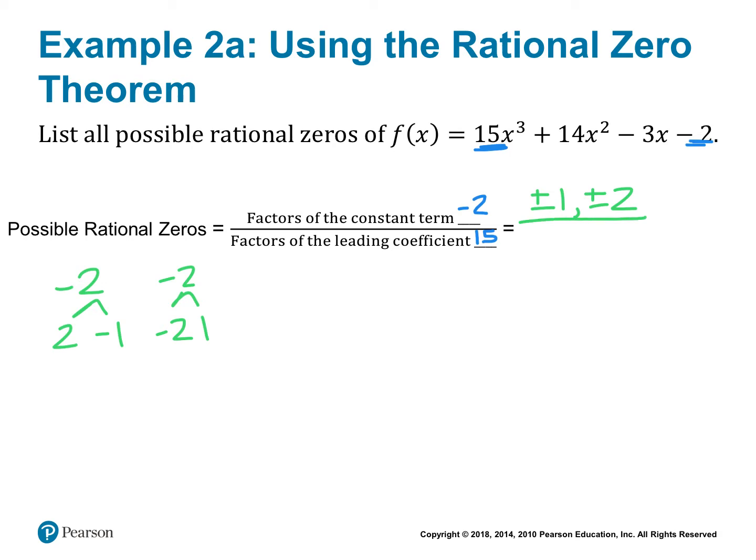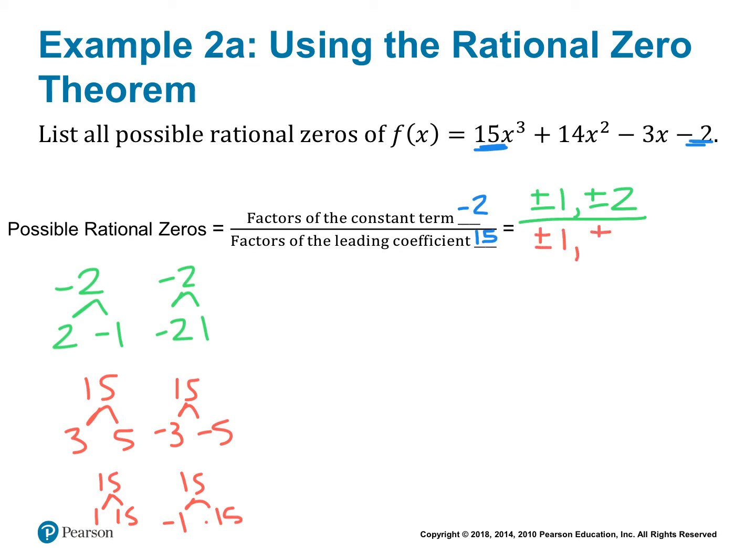Okay, 15. You can make that with a 3 and a 5, or a -3 and a -5. You could also make it with a 1 and a 15, or a -1 and a -15. So if I combine those together, I have a positive or -1, positive or -3, and I'm going to put them in order from least to greatest.